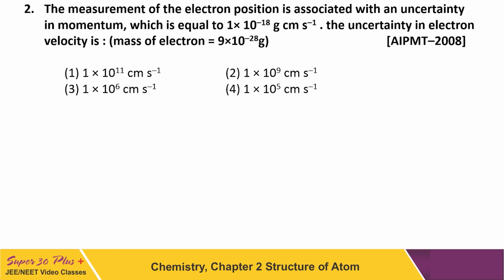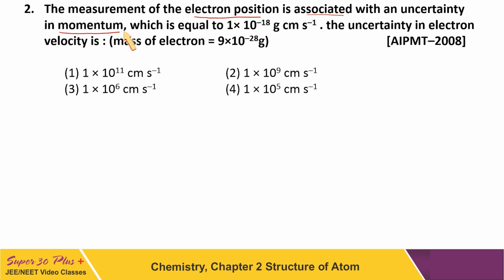Now the second question. See, this question says if the measurement of the electron position is associated with an uncertainty in momentum, and yes, of course it is. We studied that under the heading Heisenberg's uncertainty principle, which taught us that we cannot calculate position and momentum of an electron with accuracy simultaneously. Alright, so the uncertainty in momentum and uncertainty in position are concerned with each other.